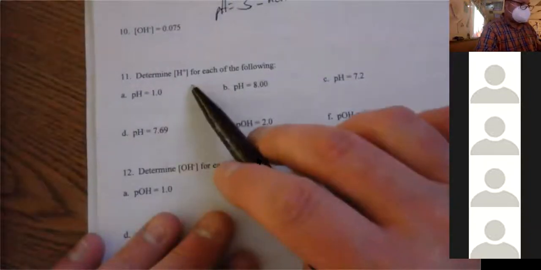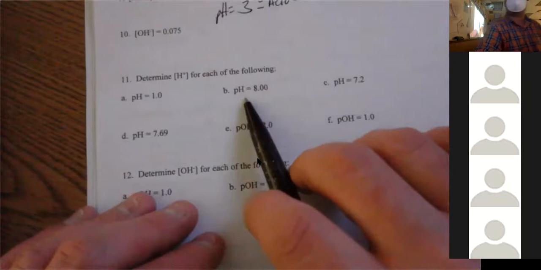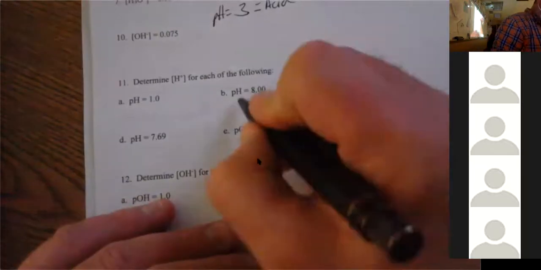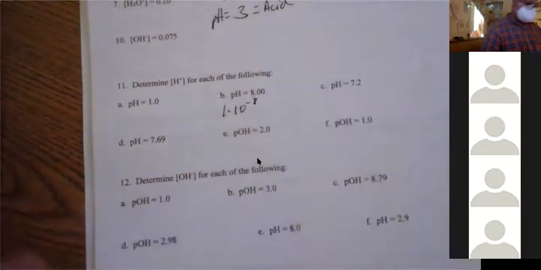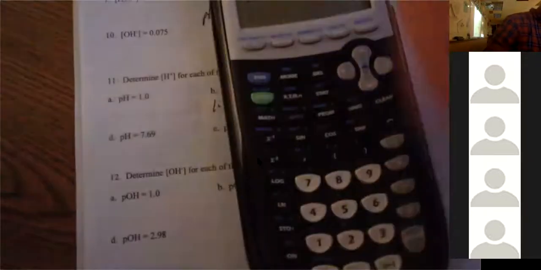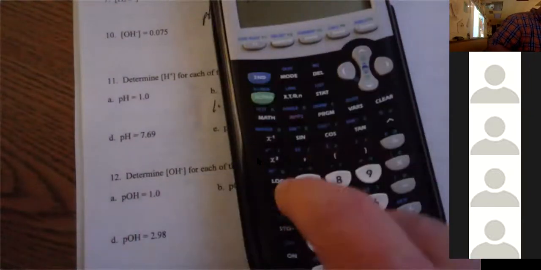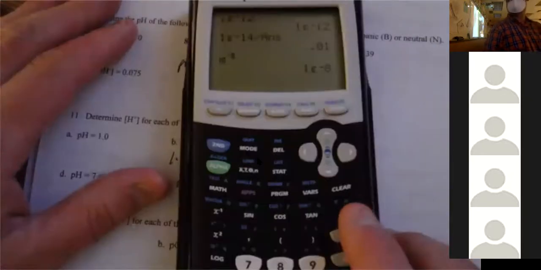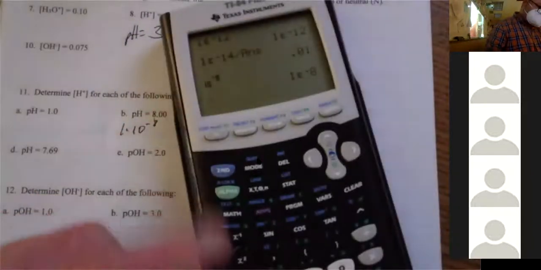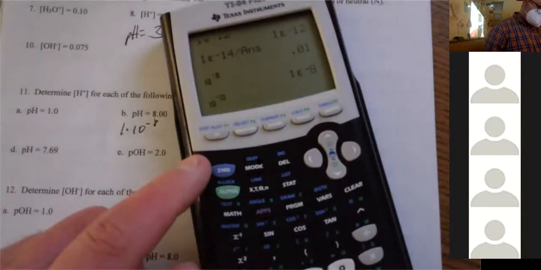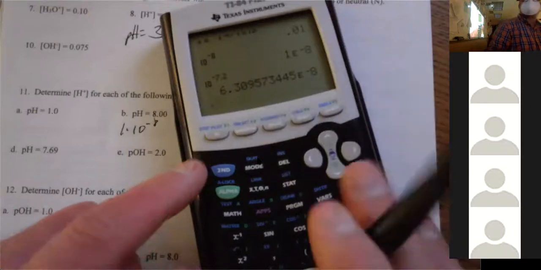Determine the hydrogen ion concentration for the following. These are a little bit harder, but the pH is 8. So I take the 10 to the negative 8. We take and do the antilog, which is 10 to the negative 8. Boom. 1 times 10 to the negative 8. Let's try this one. The pH is 7.2. We take 10 to the negative 7.2. So that is 6.31 times 10 to the negative 8.